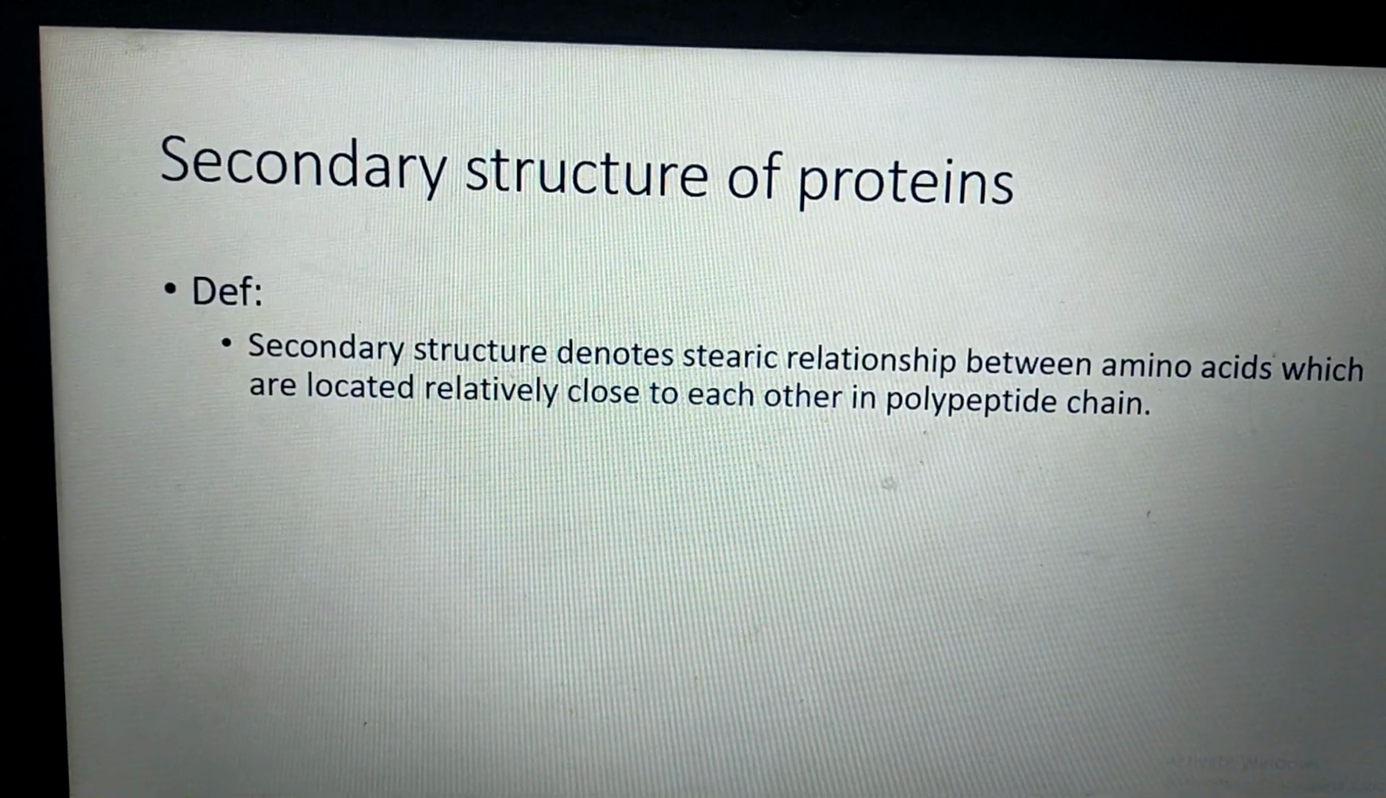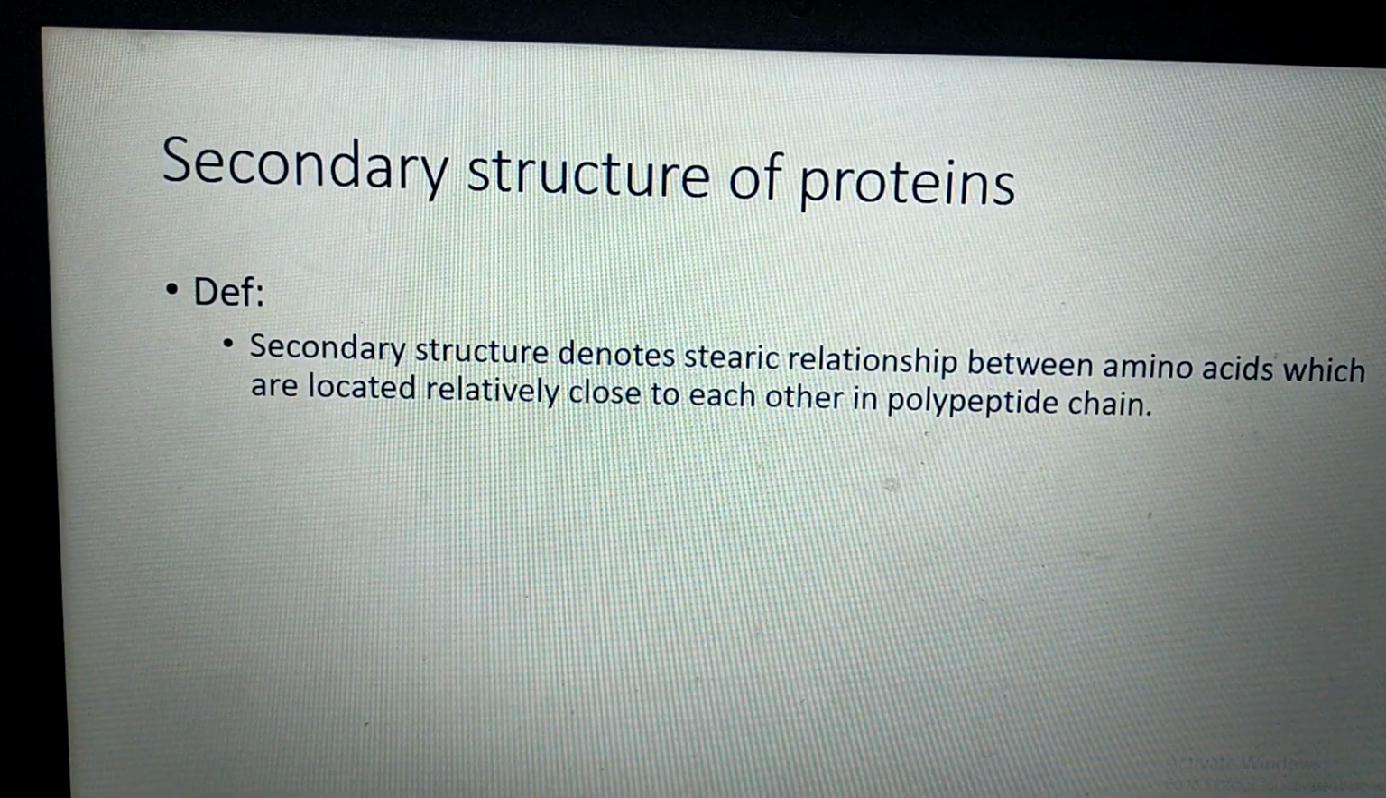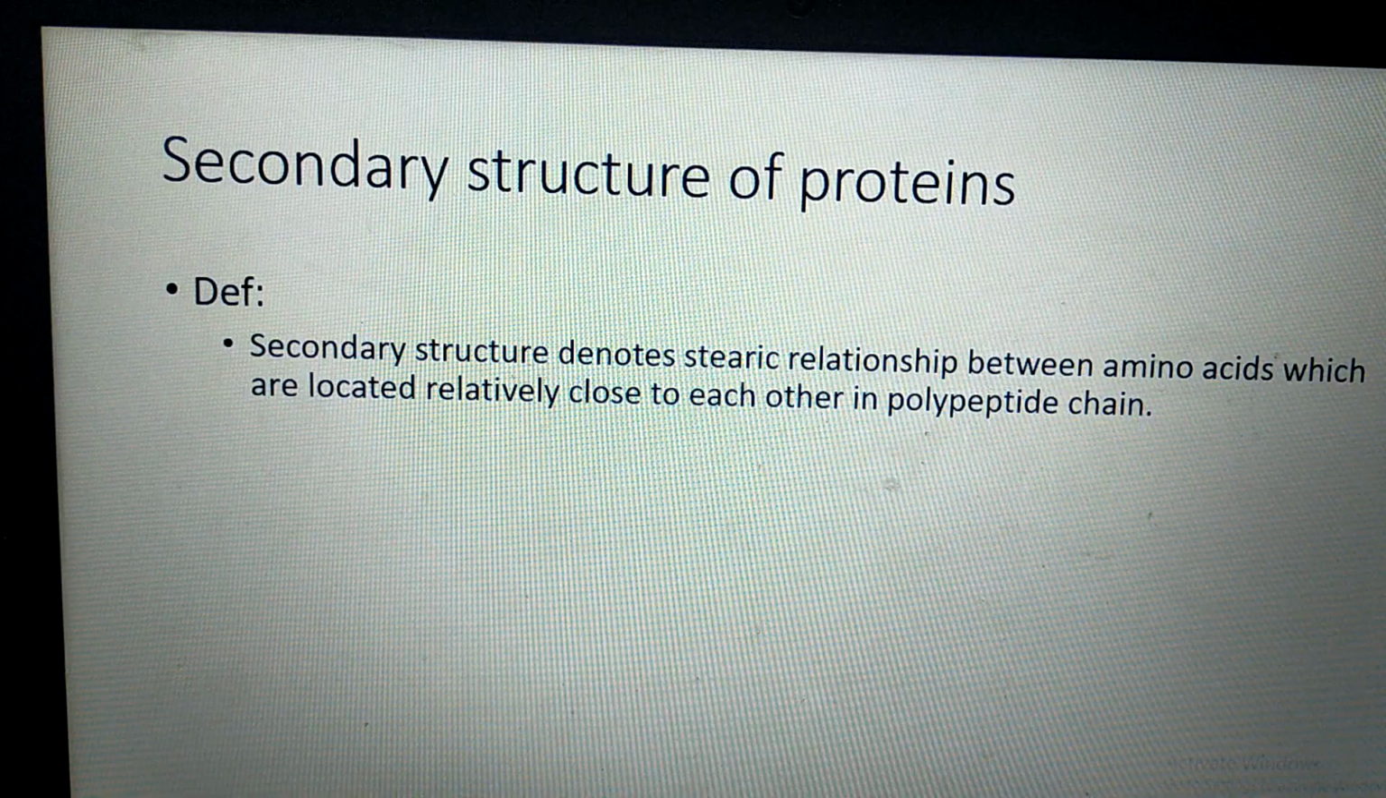Now secondary structure of protein. Secondary structure denotes the steric relationship between amino acids which are located relatively close to each other in a polypeptide chain. So this is the definition.